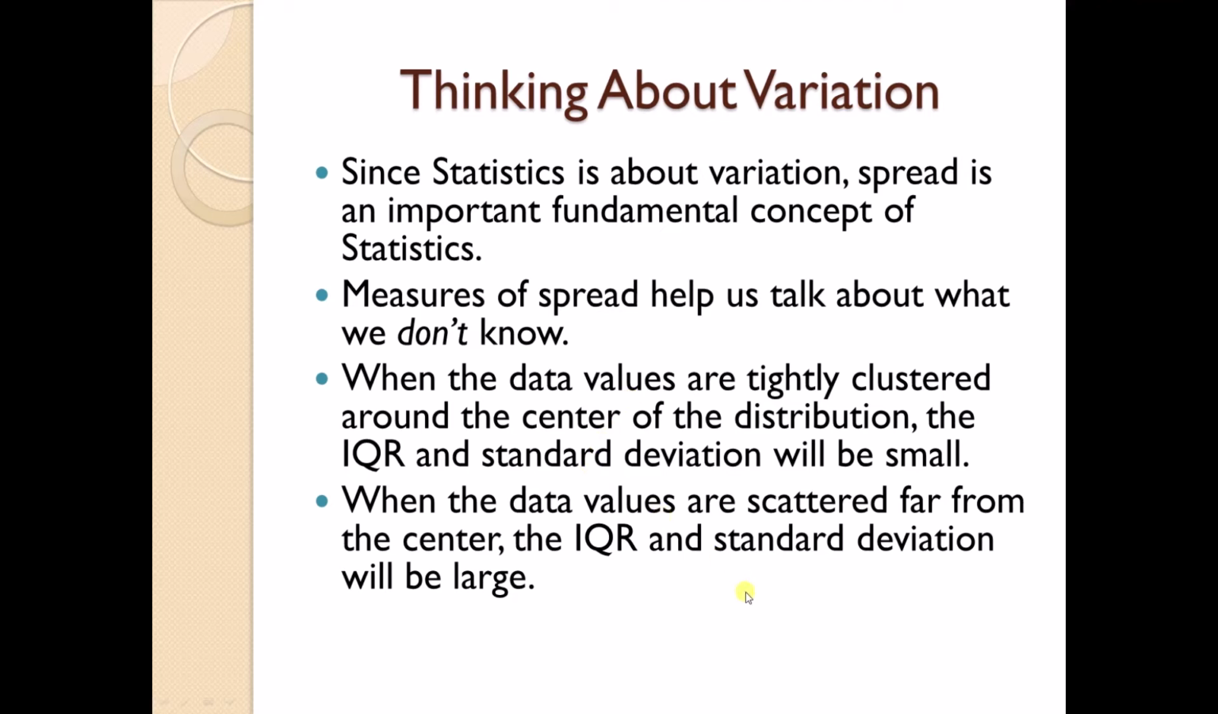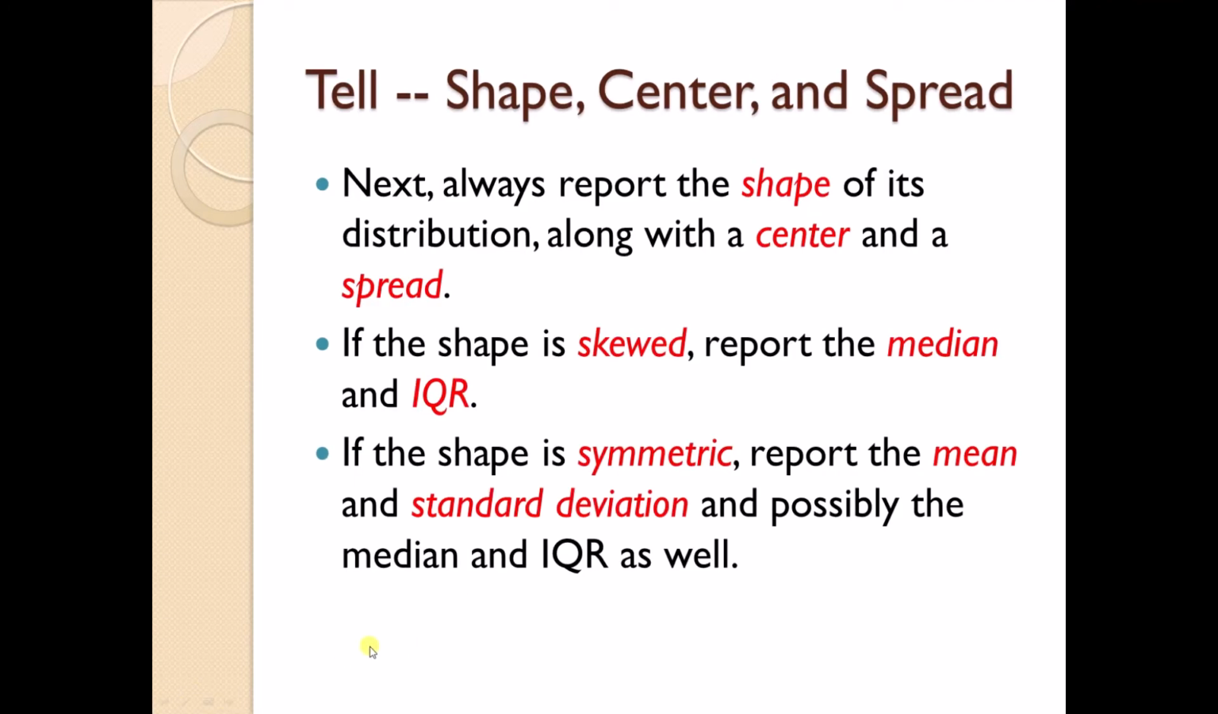And when data values are tightly clustered around the center of the distribution, your standard deviation, and by the way, your IQR, will be small. On the other hand, if you get a big scatter, those two measures will be large. So remember SOCS: shape, odd characteristics, center, and spread. I think we're all good with all of those things now.